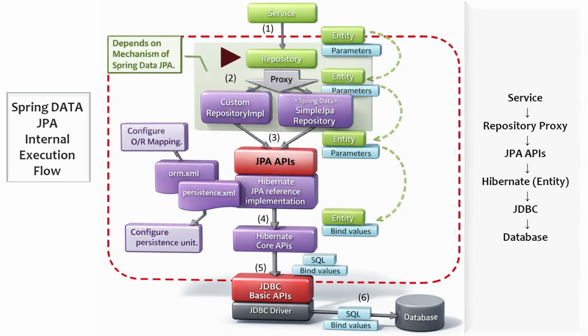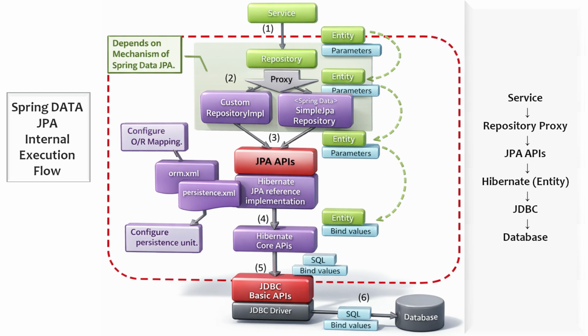Actually, JPA repository is an interface, and Spring Data JPA provides the SimpleJpaRepository class, which implements the JPA repository interface as well as its methods. Spring Data JPA also provides the flexibility to write our own custom repository implementation class. In this case, we are using the SimpleJpaRepository class which implements the JPA repository interface.